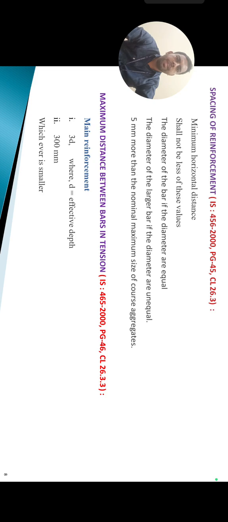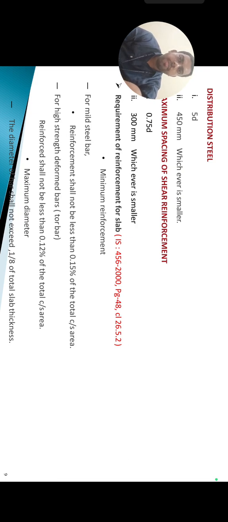Maximum distance between bars in tension, that is the main reinforcement that should be provided in a one-way slab, is 3d, where d is the effective depth, or 300 mm. Of these two criteria, you have to consider the smaller value. For a one-way slab, we have to introduce distribution steel. The maximum spacing of the distribution steel depends on these two values, that is 5d or 450 mm. And the maximum spacing of shear reinforcement is 0.75d or 300 mm. Whichever is the smaller value, you have to consider for the spacing.